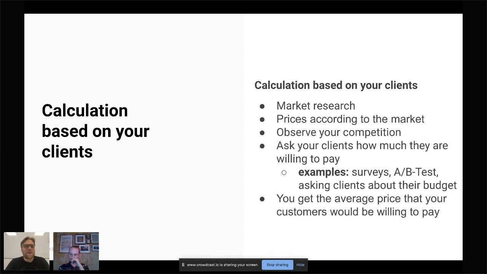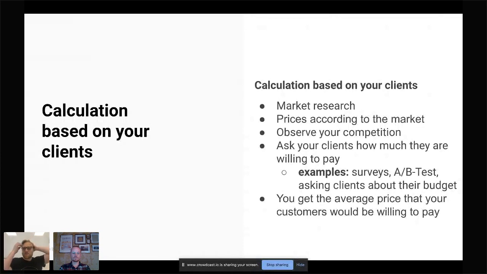That's the reason why this calculation is helpful for getting an overview and for understanding my own business, but of course it's not always really realistic. You also have to think about the other side: your clients and what they are willing to pay you. So you should do an additional calculation based on your clients. You should do something like market research.